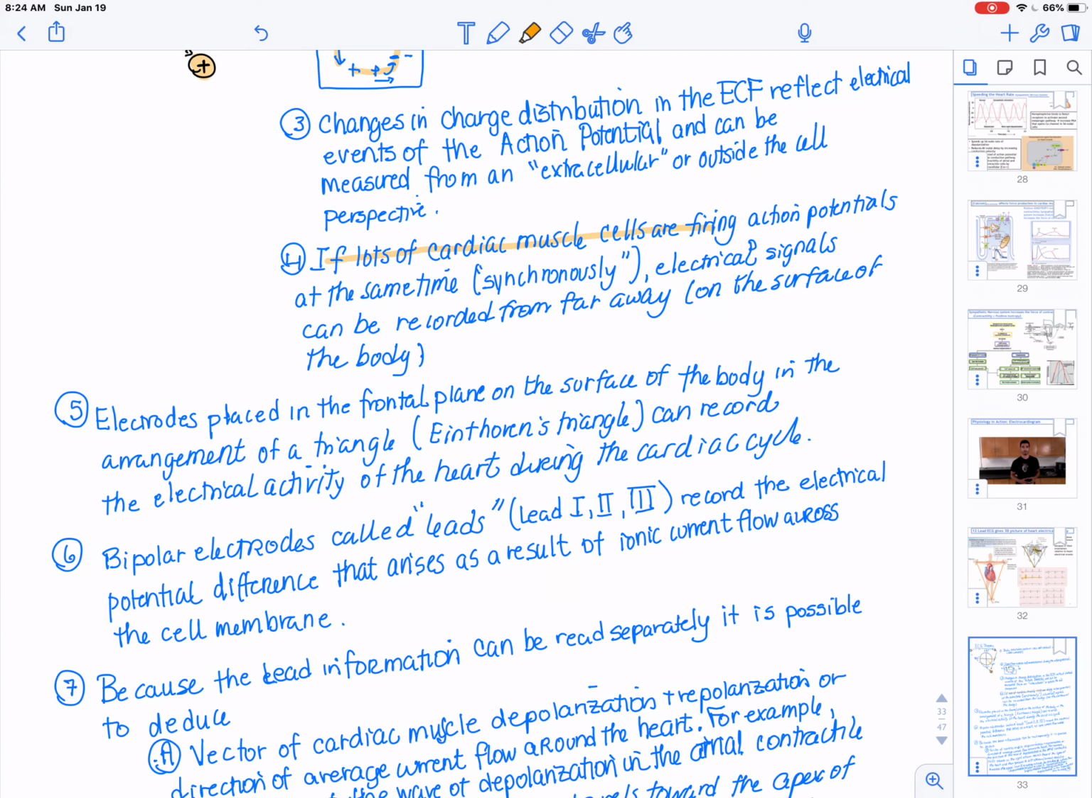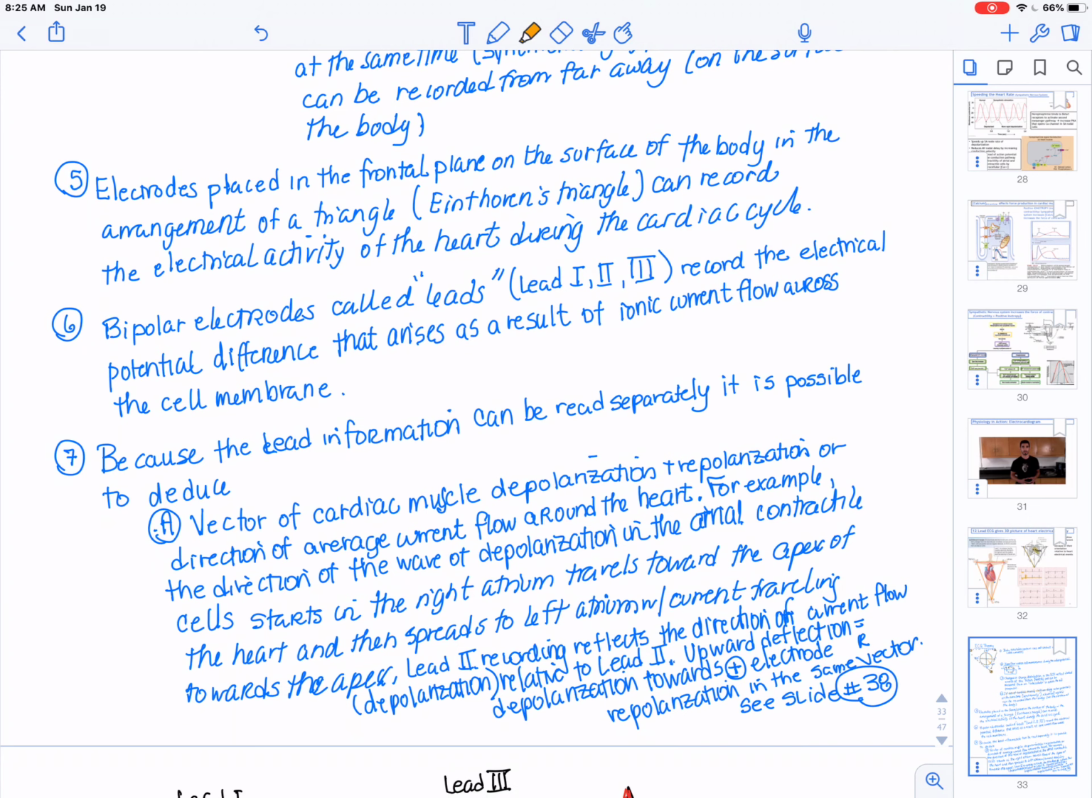Small signals, so only a few cells, for example, 100 cells in the SA node or the cells in the conducting path, are too few cells to hear from the surface of the body. So we know that those events are happening based on the timing of the other signals, and we can make interpretations of what's happening, but we cannot see them electrically from the surface of the body.